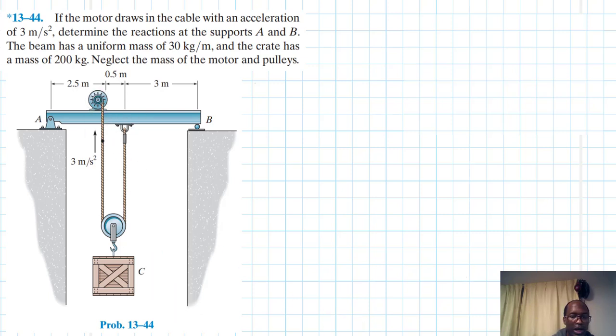Right, so we have the acceleration throughout this whole cable. The acceleration is the same throughout. Therefore, it means we have 2 AC equal to our acceleration, which is 3. Therefore, AC is equal to 1.5 meters per second squared.